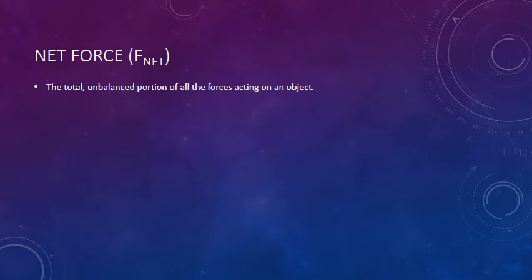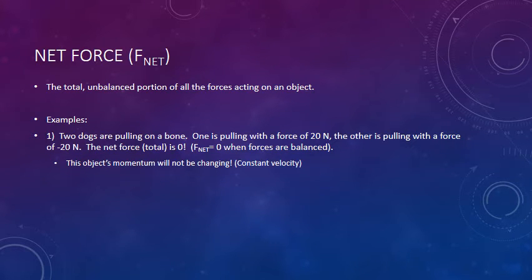An easier way to think about this is by using an idea called the net force. The net force is the total unbalanced portion of all the forces acting on an object. It's a way to basically cancel out the changes in momentum acting on an object by external forces before you have to do all those ugly momentum calculations. So for example, if you have two dogs pulling on a bone, and one is pulling with a force of 20 newtons, and the other is pulling with a force of negative 20 newtons, okay, you can assume that that object's momentum is not going to change because the net force, which is the total unbalanced portion of the force, is zero.